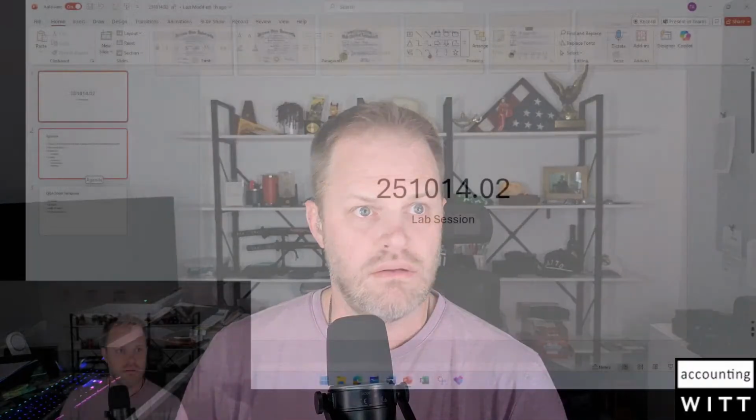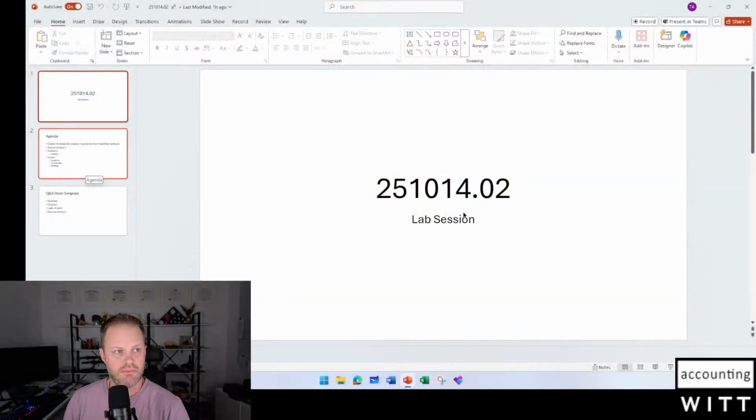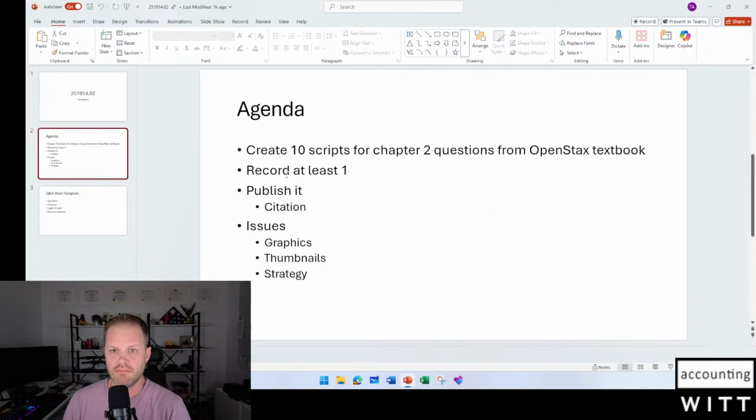Okay, so what we're doing, we're picking up where we left off before, and we decided that the agenda that we would do is create some scripts based on the OpenStax textbook.